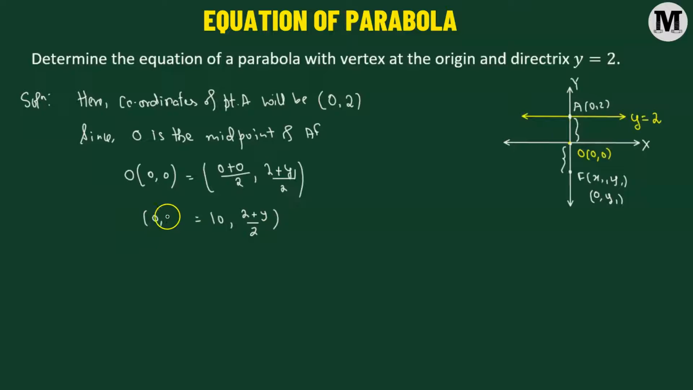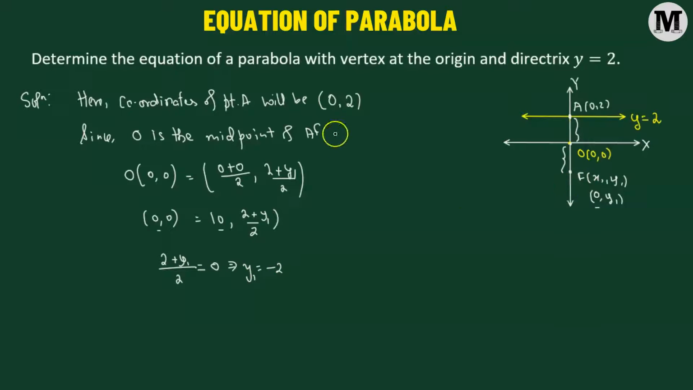And when we equate it, we get that the x-coordinate will be 0, which we have already specified. Now we can equate the y-coordinates. So (2 + y1)/2 will equal 0, which means that y1 will correspond to negative 2.